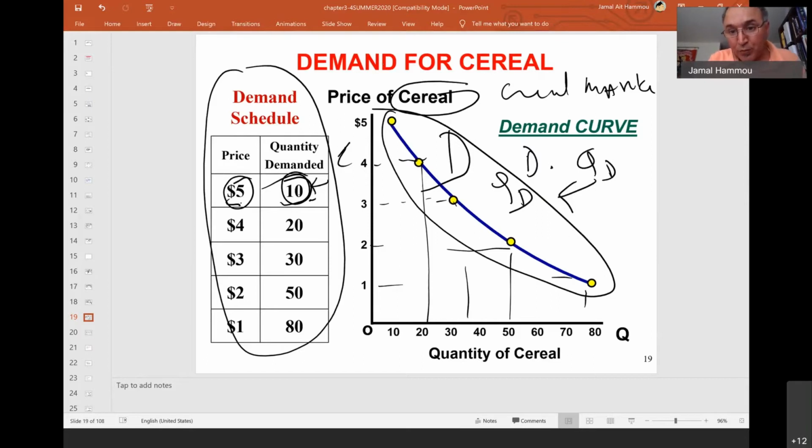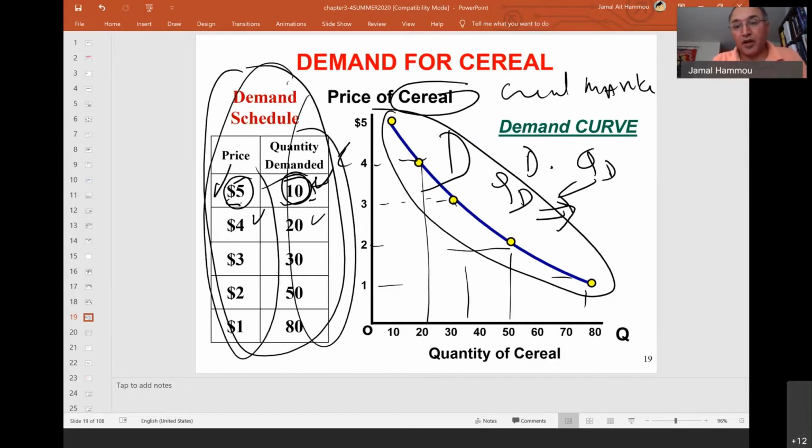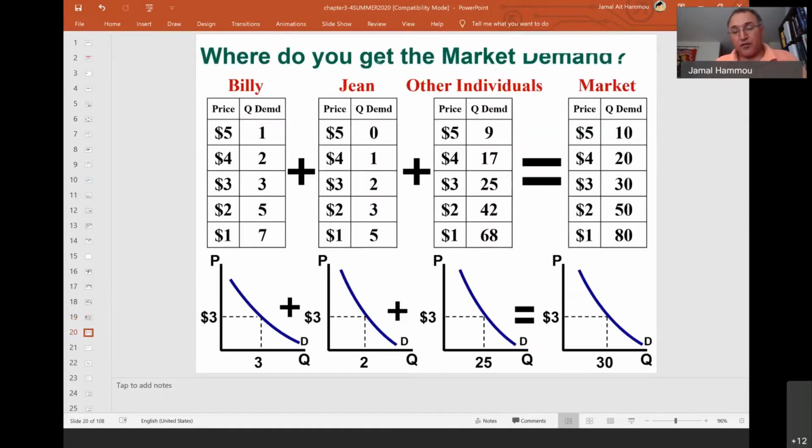Quantity demanded is how much people are willing and able to buy at a specific price. So if I have a specific price, I'm going to say the quantity demanded is 10. At the price of 4, the quantity demanded is 20. The relationship between the price and quantity, we call it the demand function, and we have a demand schedule, and we have a demand graph.